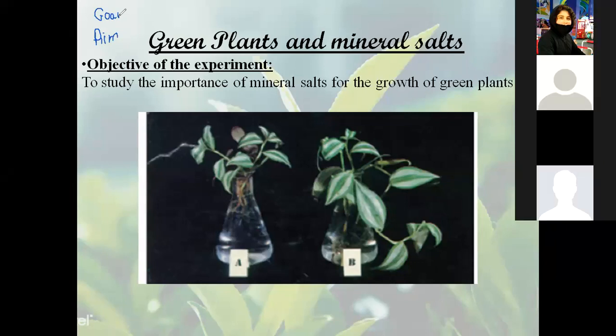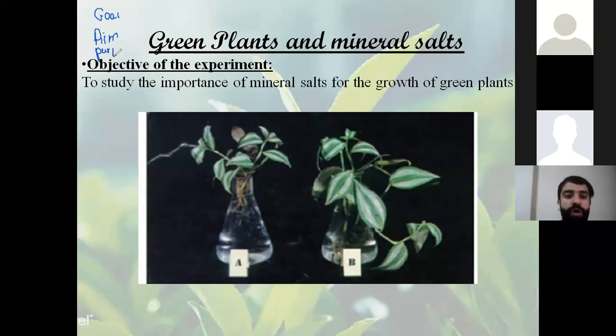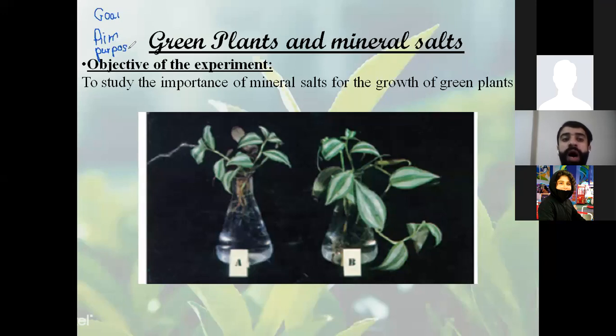The definition of the experiment? No, objective. Why do we do this experiment? Objective is the aim or the goal of the experiment. We have another word, purpose. Yes, purpose. So the purpose of this experiment, very good. So we have these 3 or 4 words, goal, purpose, aim, objective. All of them have the same meaning: why do we do this experiment? So the objective is to study the importance of mineral salts for the growth of green plants.